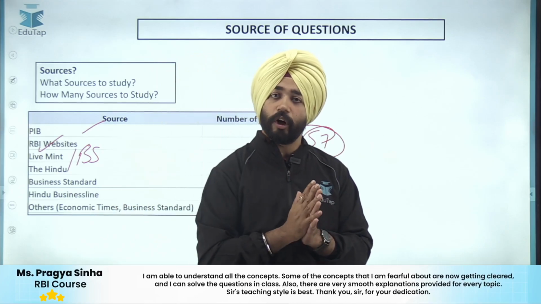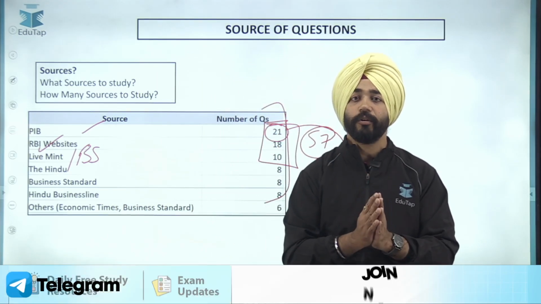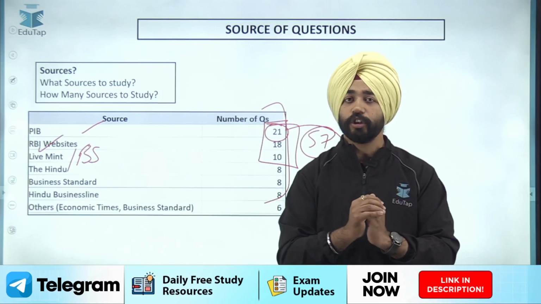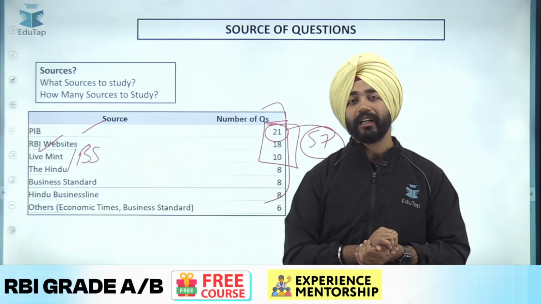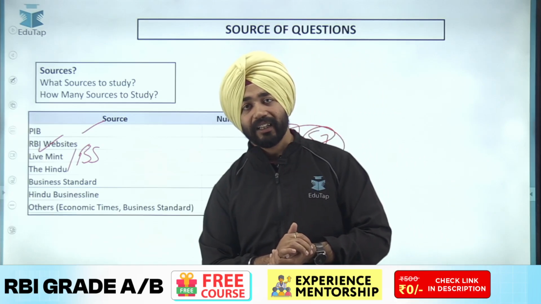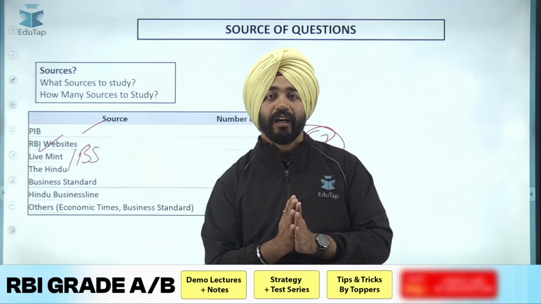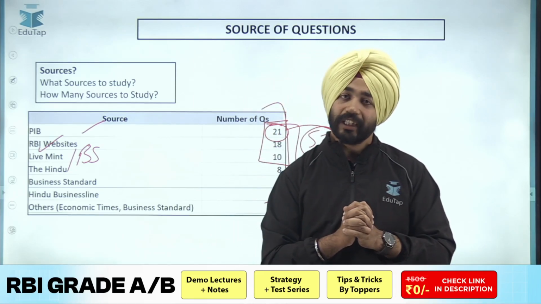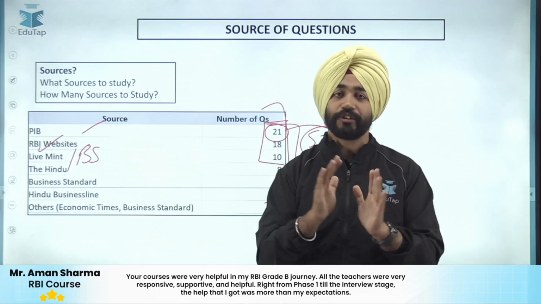Coming to the sources, obviously, the thing that we are seeing from the past few years is that Press Information Bureau is still a dominant source, but I cannot say it's the only source that you can follow. You have to complement it with the RBI website, and sources like Live Mint or Business Standard you can follow. But again, my advice to all of you would still be to go with a compilation that covers all these prominent sources.